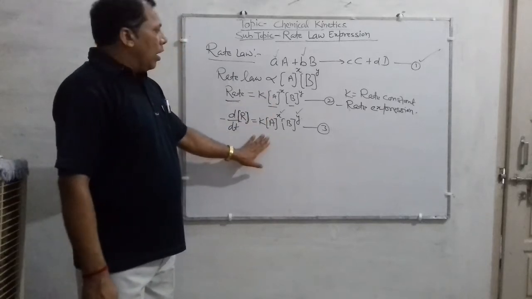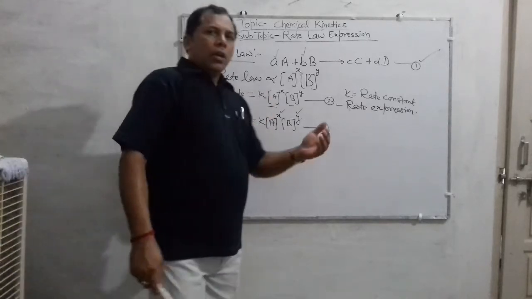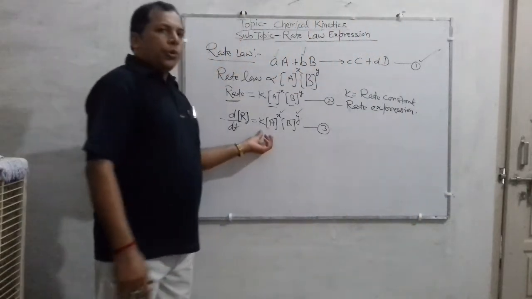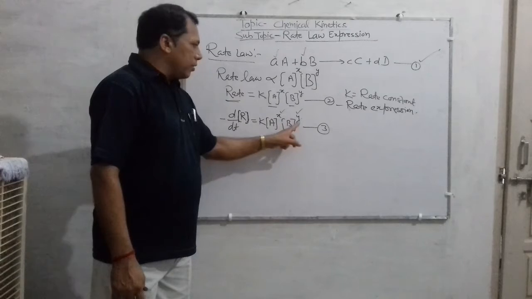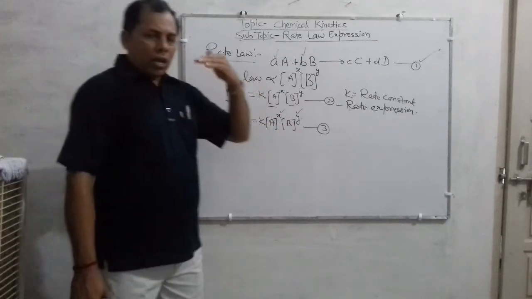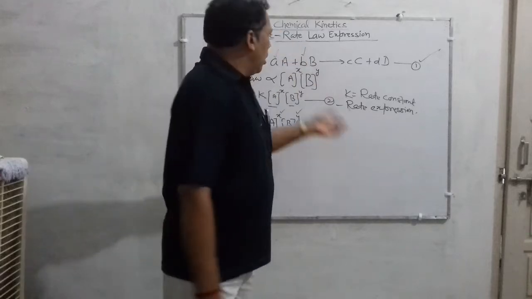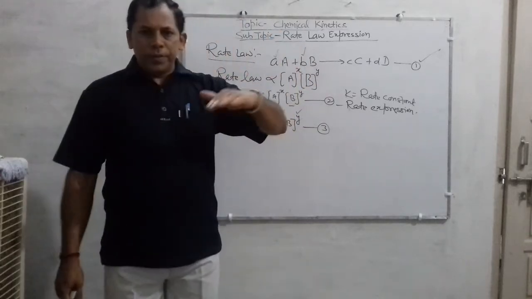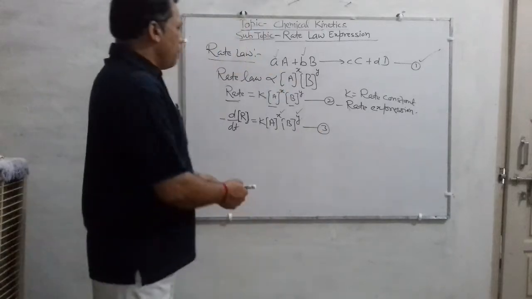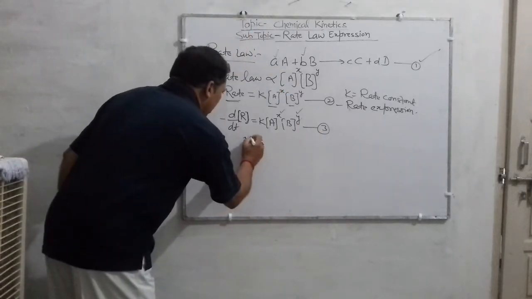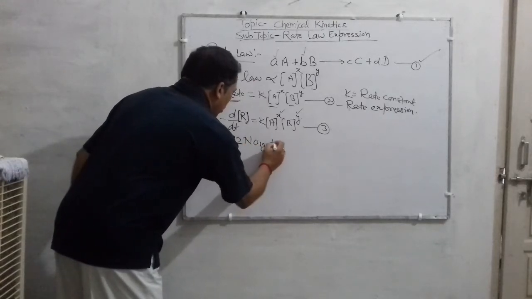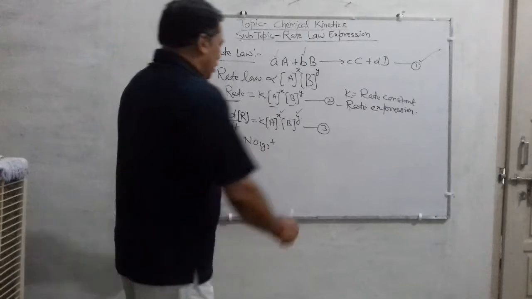So let's consider another general reaction to explain when these exponents x and y are equal to the stoichiometric coefficients of A and B, and when they are not. So let's consider one more reaction, that is twice NO. You know NO is nitric oxide.